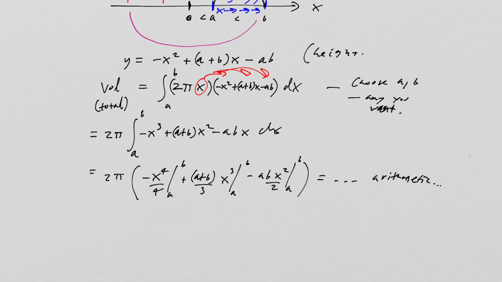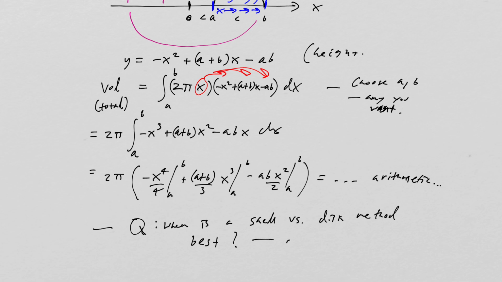We've done an example now of doing a volume with a cylindrical shell. In other videos, I think I'm going to do more examples of various volumes. And then we also want to ask the question, I haven't really addressed this yet, but when is the shell versus disk method best? And the answer, of course, is it depends.